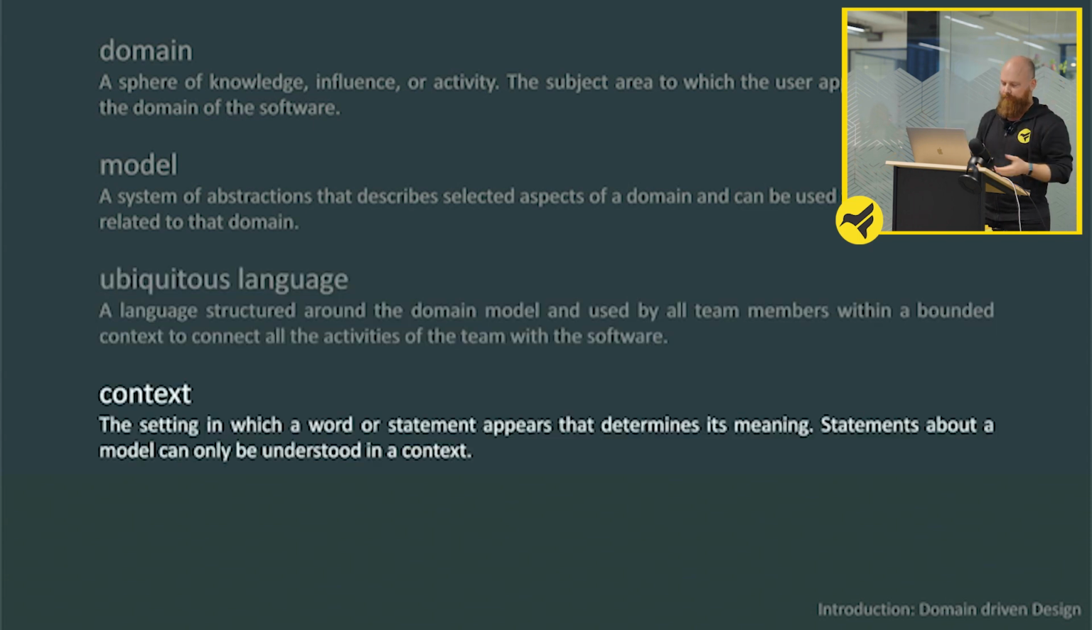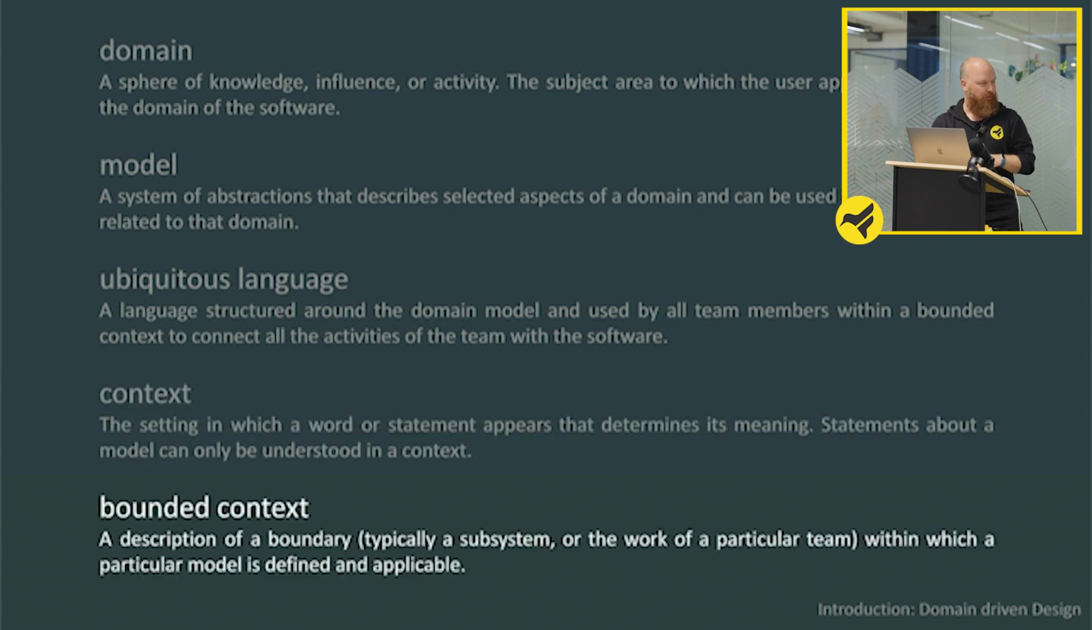Then there is context. That's a setting in which a word or statement appears that determines its meaning. And statements about the model can only be understood in a context. So there is no domain, there's no model that just lives as itself. There's always some context that gives meaning to the thing inside. And that's a broader context. And then there is a bounded context, a description of a boundary, typically a subsystem or the work of a particular team, within which a particular model is defined and applicable. So maybe that's a smaller context.